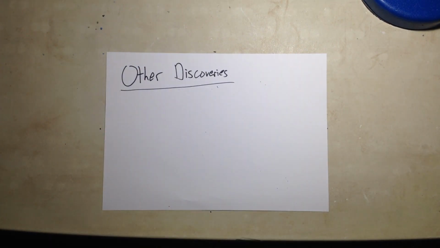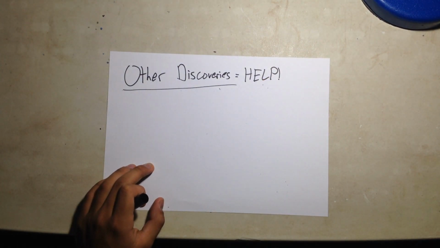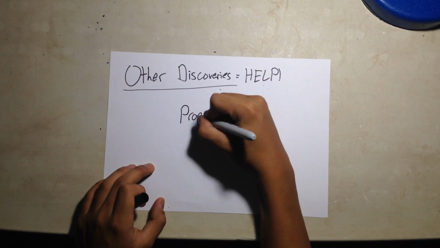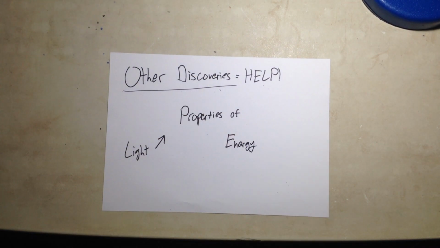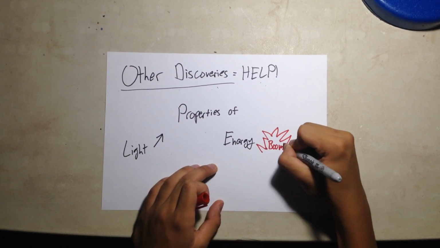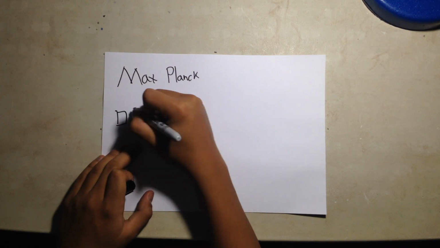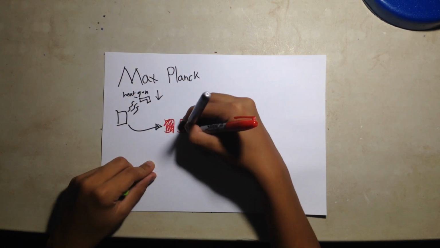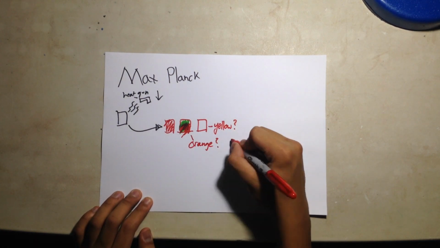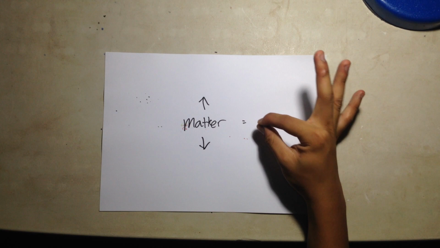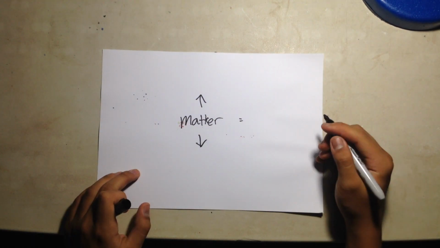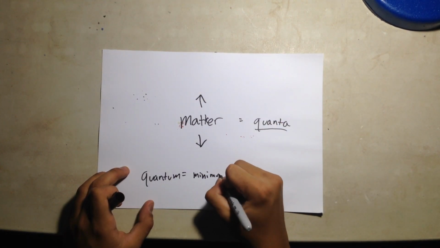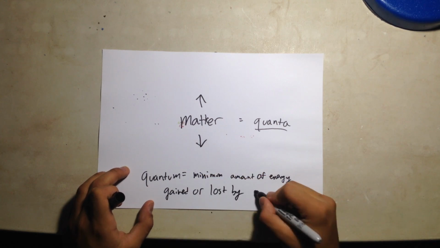Now, there are other discoveries that help with the development of the atomic model, such as the studies on properties of light and energy. Max Planck wanted to know why, when something was heated, it didn't show the full range of colors. Rather, it just showed a glowing red, orange, or yellow. He concluded that matter can gain or lose energy in only small specific amounts, called quanta, and that a quantum is the minimum amount of energy that can be gained or lost by an atom.